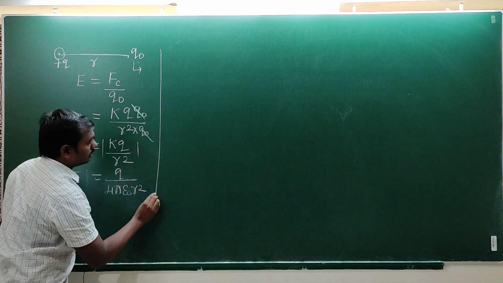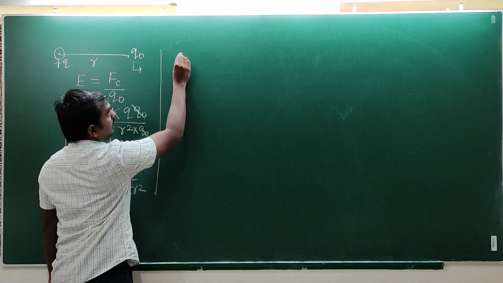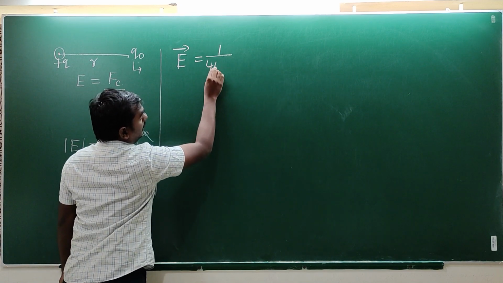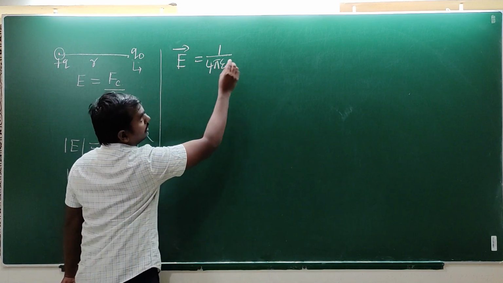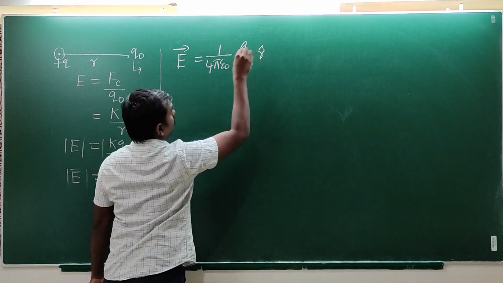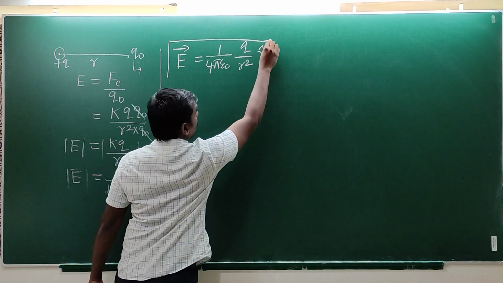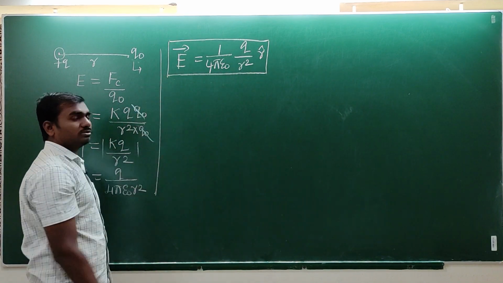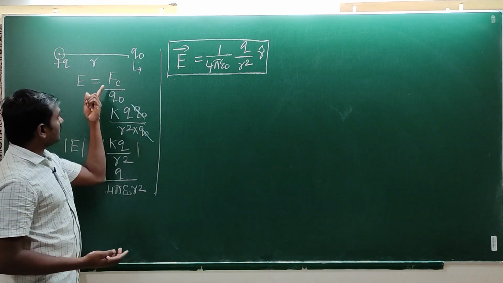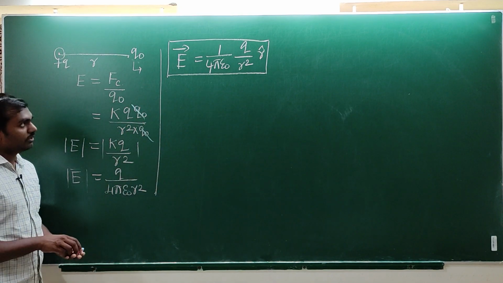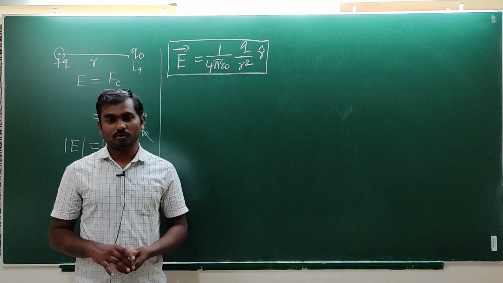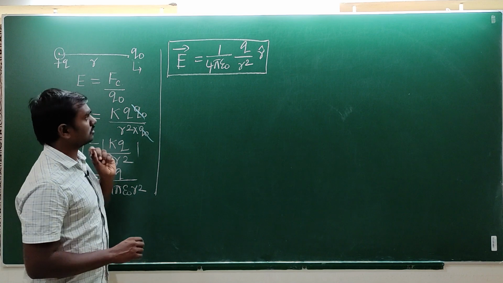If we write it in vector form, the electric field vector E is equal to 1 by 4 pi epsilon naught, Q by R square, into R cap, because electric field is a vector quantity and mostly the electric field direction is along the electrostatic force direction. So this is the formula for the electric field due to one point source charge.